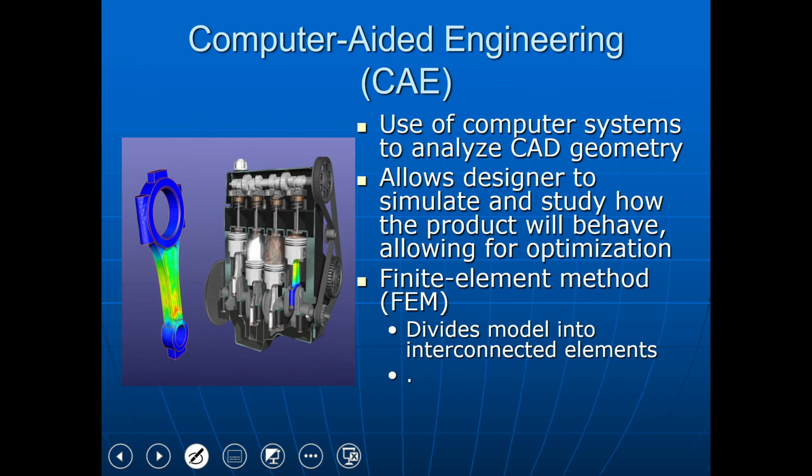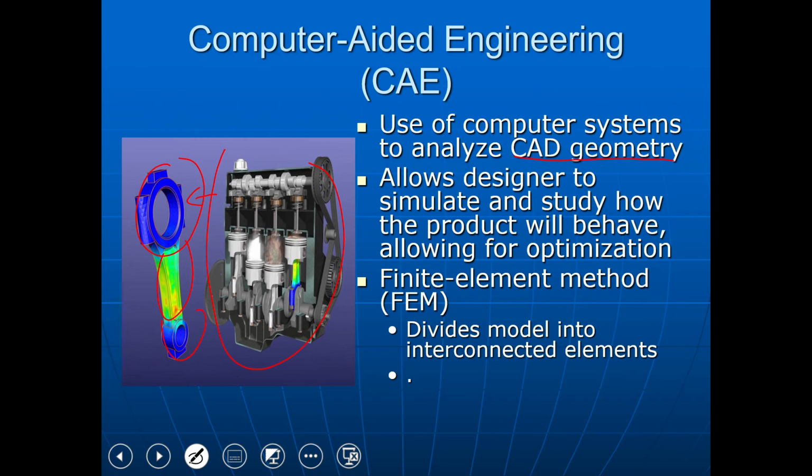So this is an example of how we use CAE for analysis, using a computer system to analyze CAD geometry. We can take this part for a machine, analyze it, and then see the colors from the analysis of the CAD geometry. It allows the designer to simulate and study how the product will behave, allowing optimization.